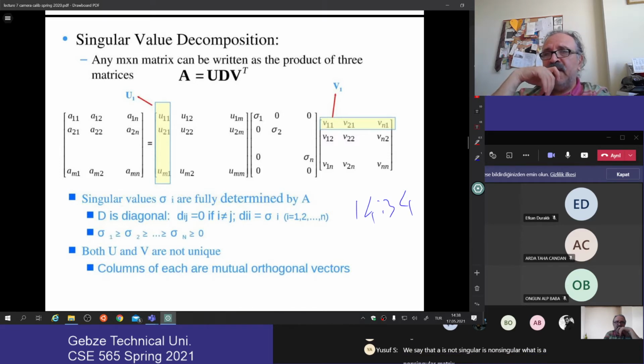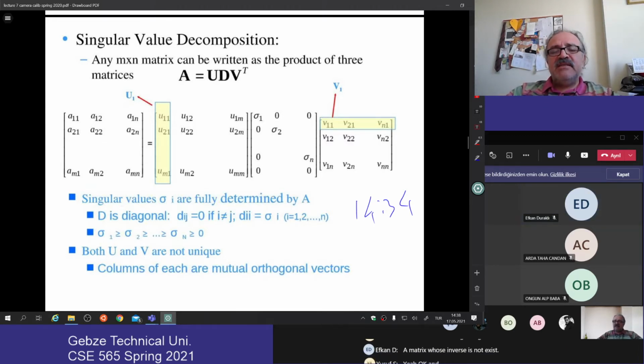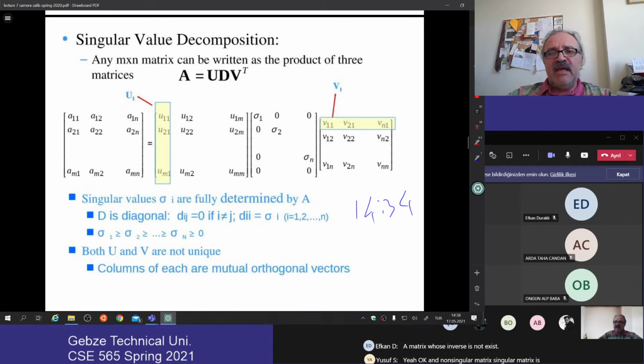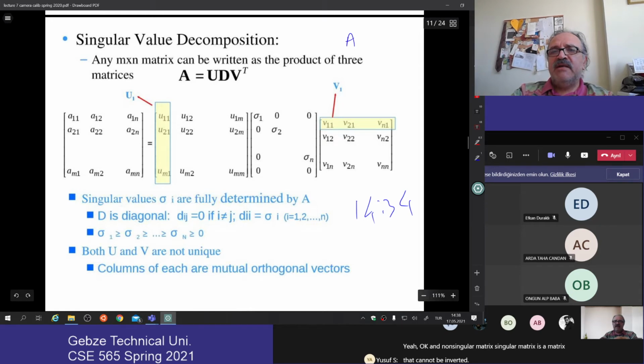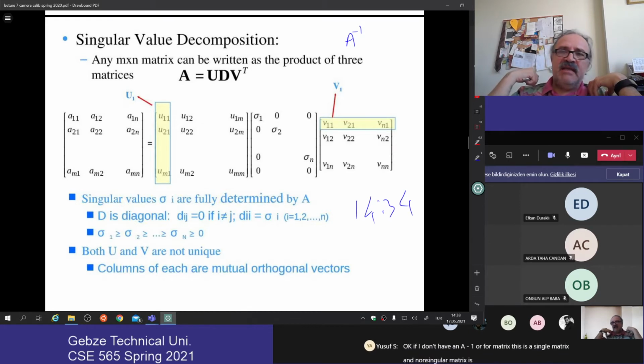What is a non-singular matrix? Can anybody tell me? A matrix whose inverse is not existent. Yeah, okay. A singular matrix is a matrix that cannot be inverted. If I don't have an A minus 1 of a matrix, this is a singular matrix. A non-singular matrix is a matrix that we can take the inverse of.